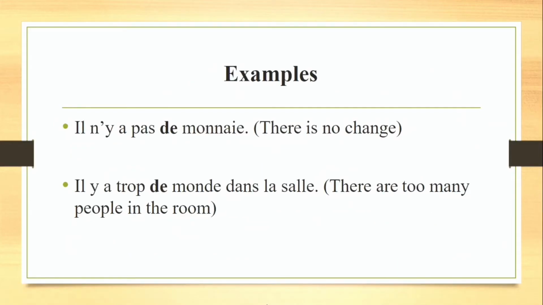For example, il n'y a pas de monnaie. There's no change. That is in monetary terms when you buy something and there's no change. Yes. The next example is il y a trop de monde dans la salle. There are too many people in the room. De in the first example is used in a negative sentence, whereas this de accompanies an adverb of quantity.